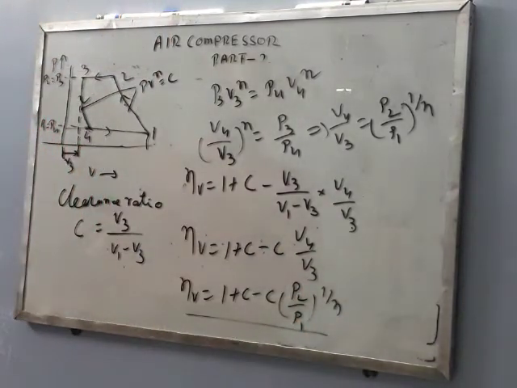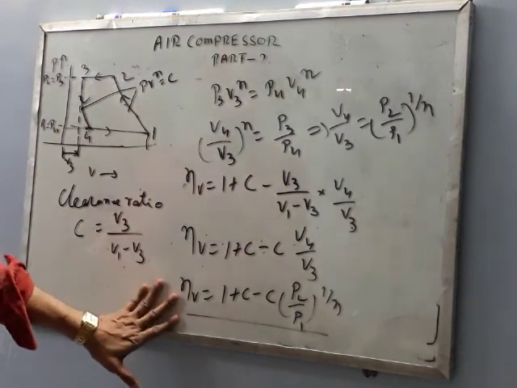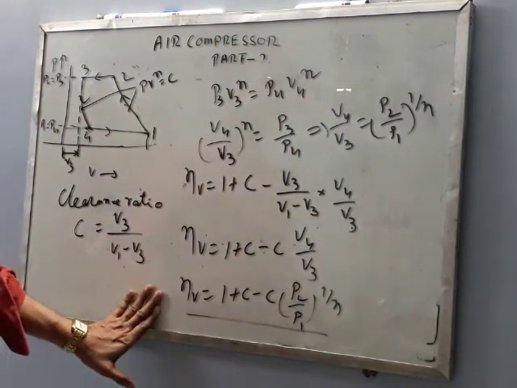So friends, this is air compression part 2. Next will be part 3, where we find the volumetric efficiency using free air delivery, FAD.